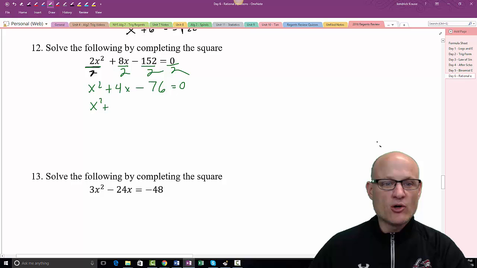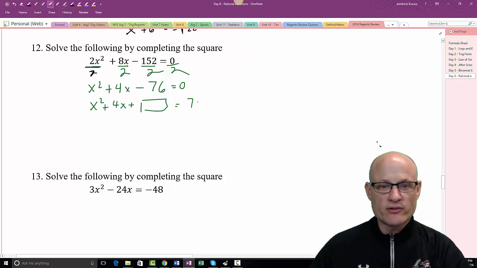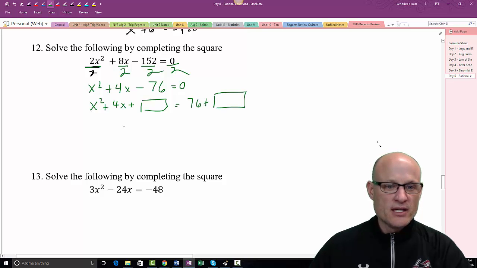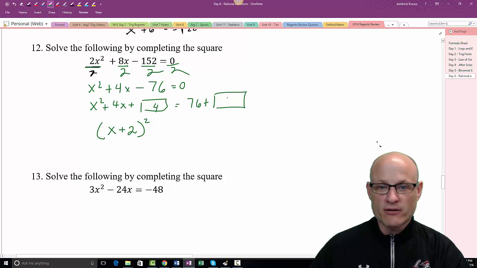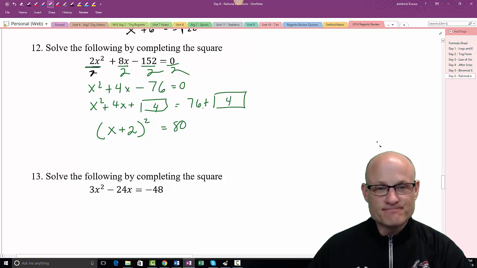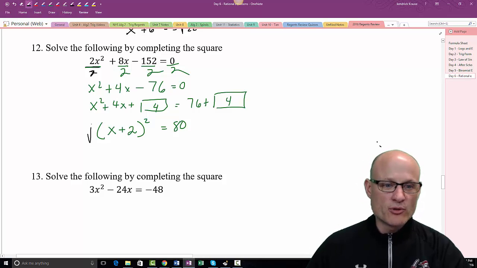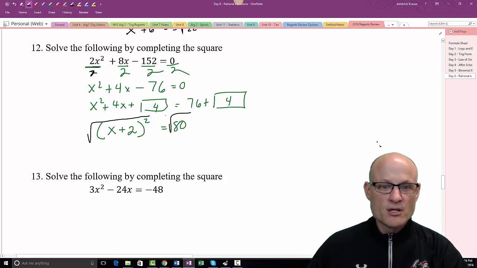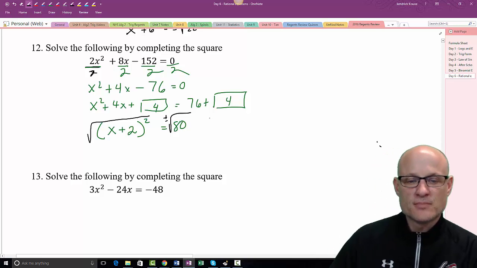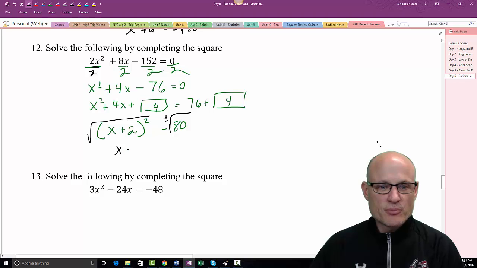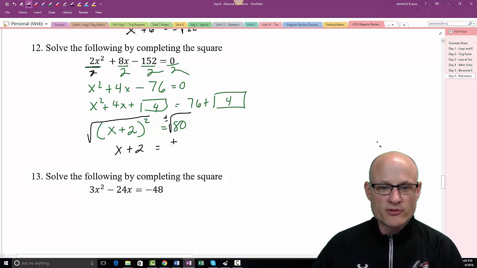We're going to rewrite it by moving over the constant and writing it with 2 boxes. Equals 76 plus 3. Take half of the middle, and half of the middle goes here. Then we square it to go here, 4 and 4. So I get equals 80. Now I come through and I take the square root of both sides. Put a plus or minus. So I get x plus 2 equals plus or minus the square root of 80. Bring the 2 over. I get x equals negative 2 plus or minus.